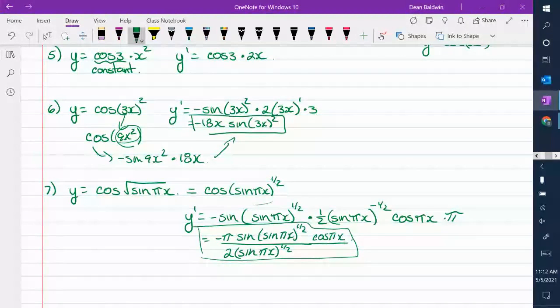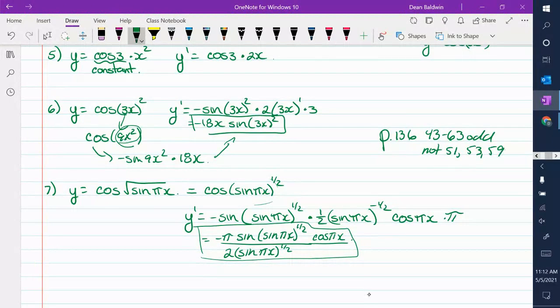Just a few questions. Then we'll do higher order, which will take 2 seconds to do. Page 136, we will do 43 to 63 odd, but not 51, 53, and 59. And I'll quickly do higher order right at the end, which takes like 5 minutes to do. No quiz tomorrow because we have a shortened class.